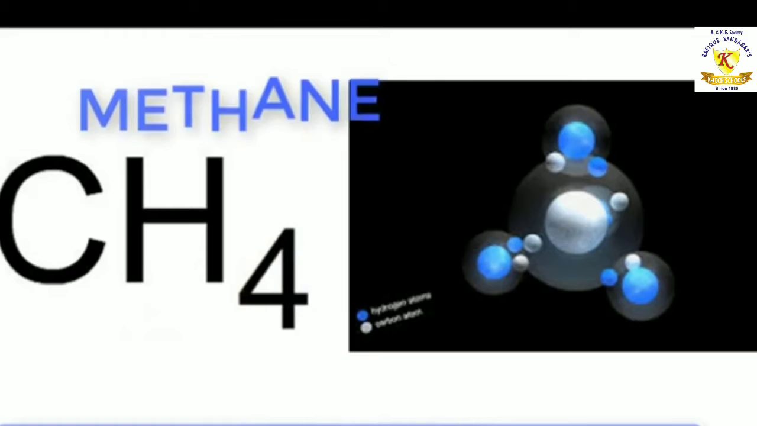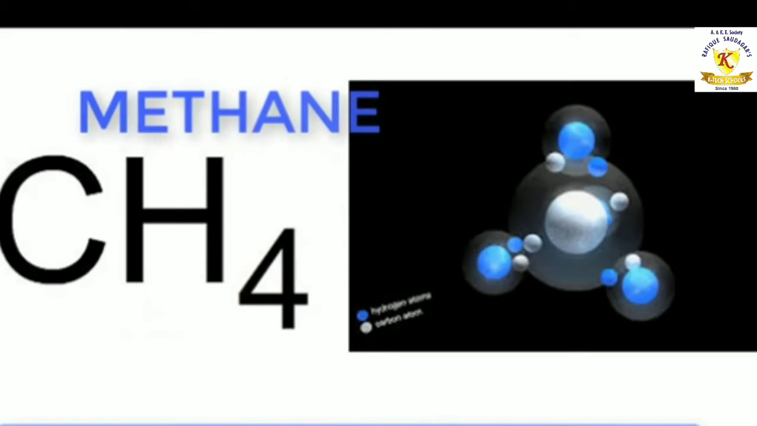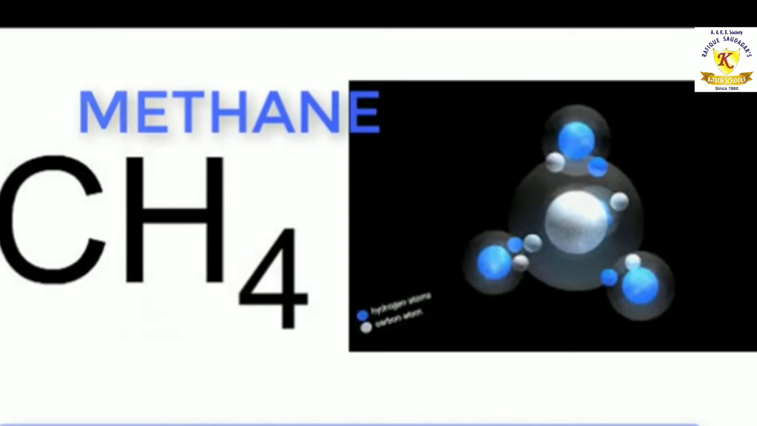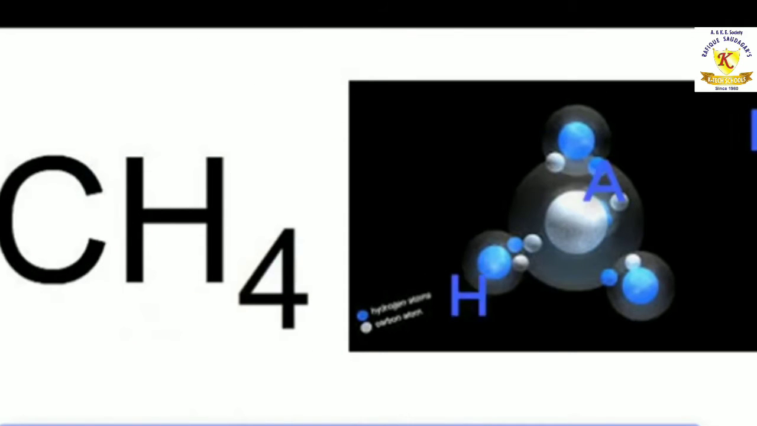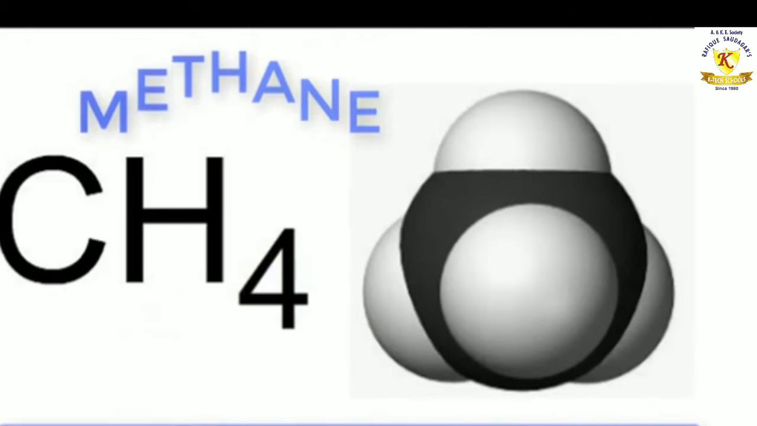Now let's see the physical properties. Methane is a colorless and odorless gas. It is only slightly soluble in water. It is less dense than air. It has no action on litmus. Now let's see chemical properties.